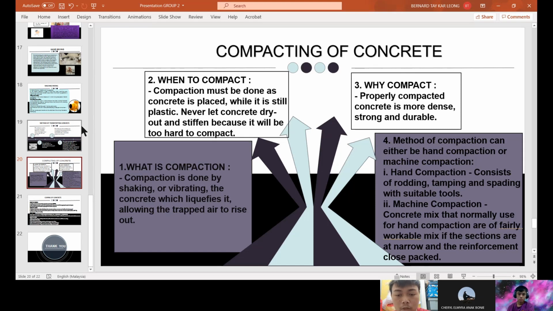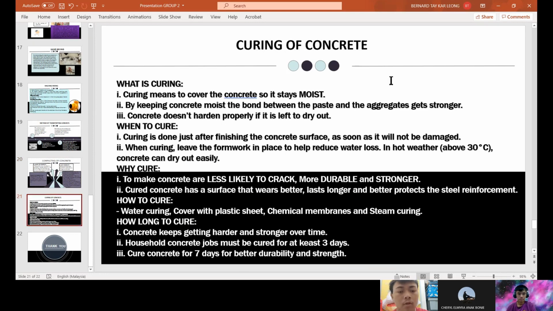Number 4, methods of compaction can either be hand compaction or machine compaction. First, hand compaction consists of rolling, tamping, and spreading with suitable tools. Number 2, machine compaction. Concrete mixes normally used for hand compaction are of fairly workable mix if the sections are narrow and the reinforcement close packed. Next slide.